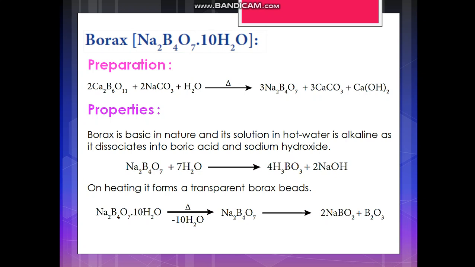Properties of borax. Borax is basic in nature and its solution in hot water is alkaline as it dissociates into boric acid and sodium hydroxide. On heating, it forms transparent borax beads.